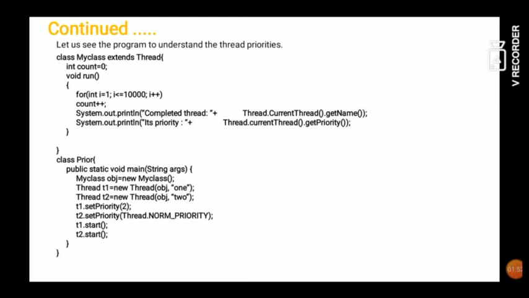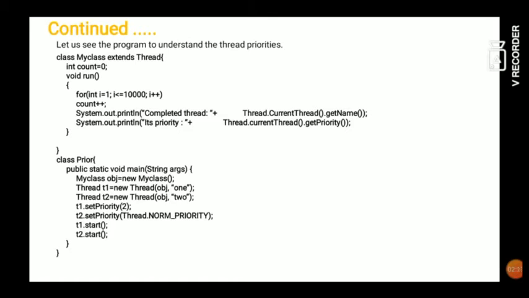Here I am writing my class. Within the run method, I am using a for loop to count the numbers from 1 to 10,000. And I am using two threads. In the main method, I am creating two threads, thread 1 and thread 2. For thread 1, I am giving the name 1 and for thread 2, the name 2. I am setting the priority for T1 as 2 and for T2 as NORM_PRIORITY. NORM_PRIORITY is priority 5.